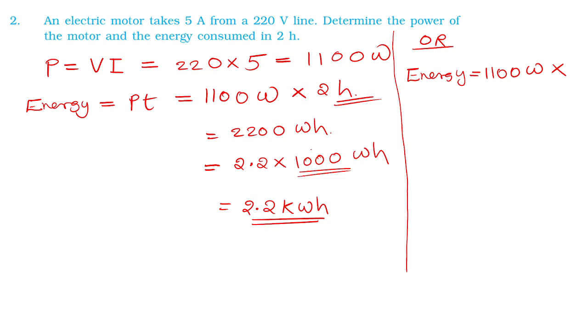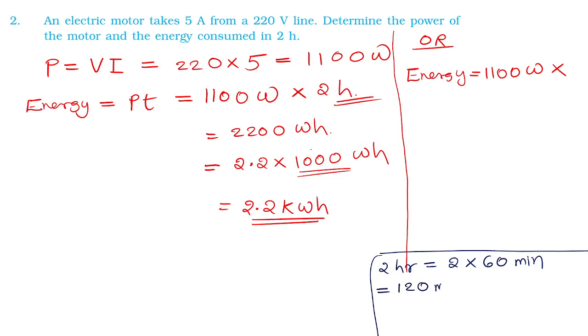Yes, I will discuss that. Let me write here. 2 hour is equal to 2 into 60 minutes. You agree with me? 1 hour is 60 minutes, you know that. So 2 hour is equal to 2 into 60 minutes, which is 120 minutes. Let me write some extra steps. And 1 minute is 60 seconds.